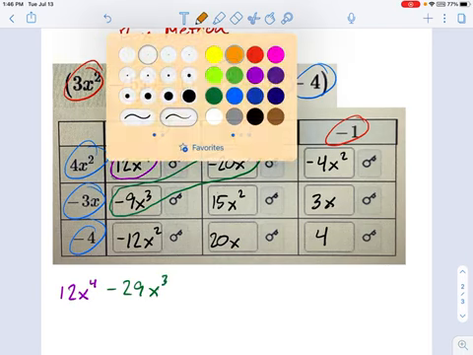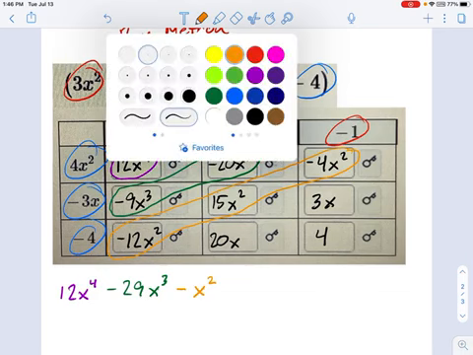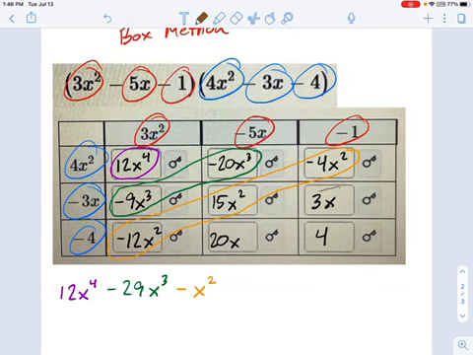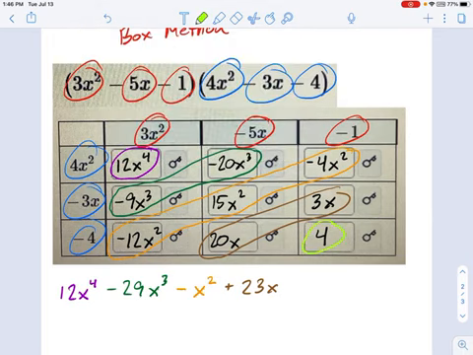And what's our next like term? Hope I don't run out of colors here. We've got x squareds for the oranges. So that'll be, well, let's see. Negative 12 plus 15 is positive 3, minus 4 is negative 1. So that's minus x squared. And what color's left here? How about brown? 20x plus 3x will give me 23x. And the very last term here at the end, who haven't I used yet? Obnoxious green. That's a positive 4, okay?